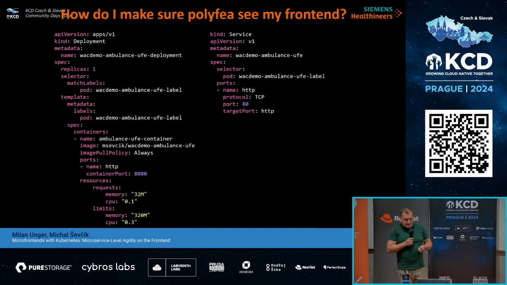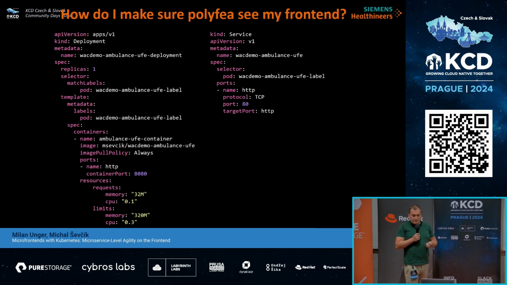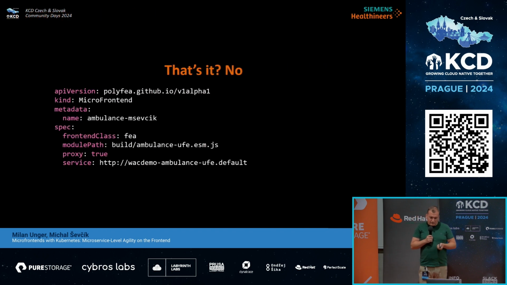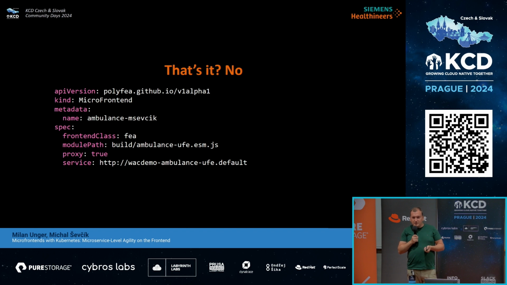So how do I make sure that Polyphia is my front end, right? First of all, you need the default deployment and some very basic service. From this deployment, we will just serve the bundle for Polyphia to load. That's it? No, of course not. You have to create some reference to the service, because we wouldn't know where to look for the service and for the module. So you specify your web component, and you can assign it to this front-end class.